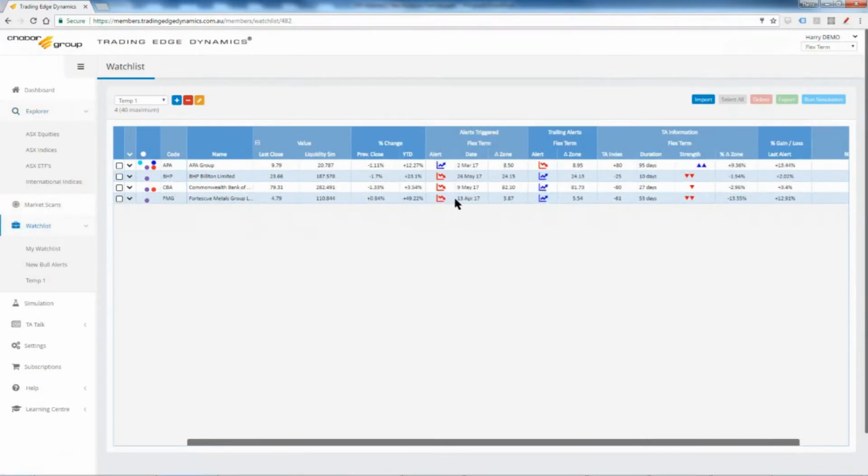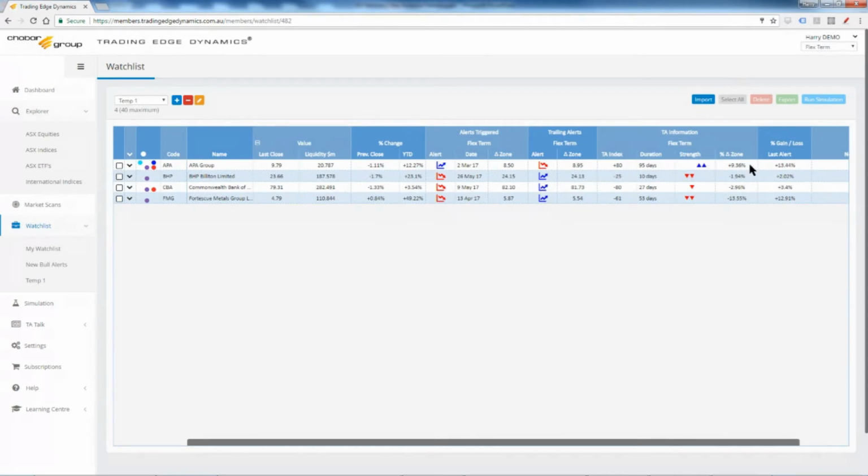We've got some extra columns here, and we can actually see now the predictive nature of the platform, showing us the next change of direction. In other words, if we look at the top one, APA turned bullish on the 2nd of March at 8.50. It's currently sitting at 9.79, and it's predicting that the trend will only turn bearish if the price drops below 8.95.